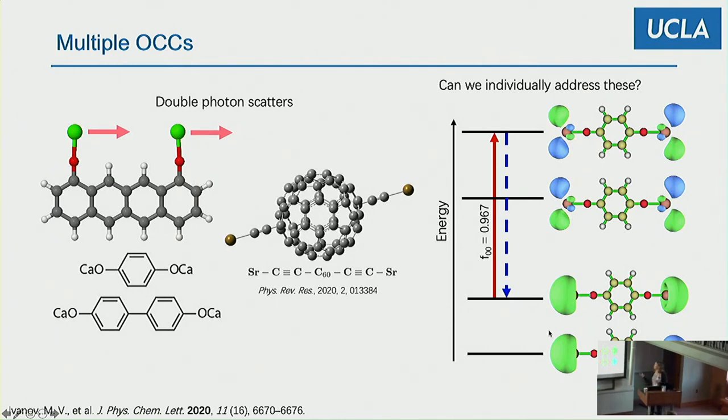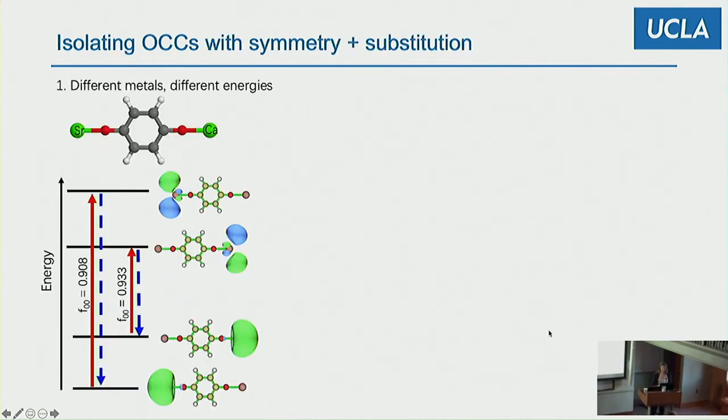But also an issue, right, is that they're degenerate. It'd be nice if we can individually address these. So one way is you could just use different metals, right? Calcium and strontium are far enough away in energy that you can individually address these by just changing the metal from calcium, calcium to strontium, calcium. And the phenyl group is far away from both of these.